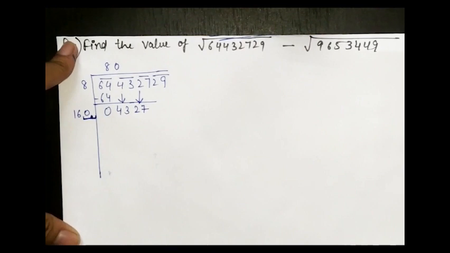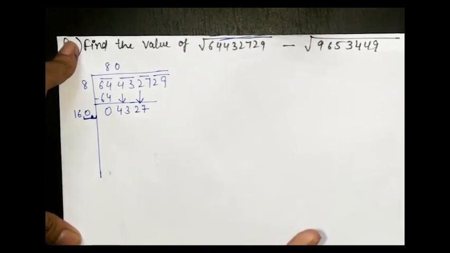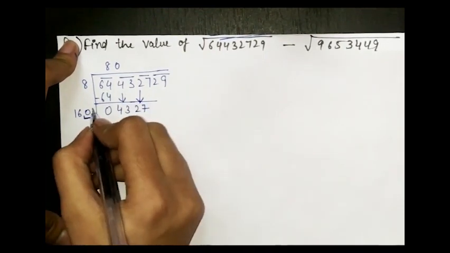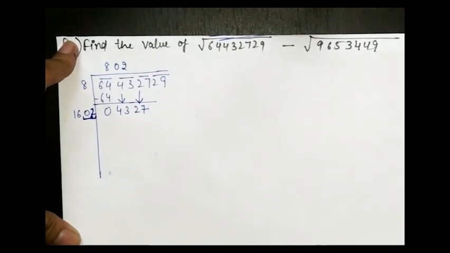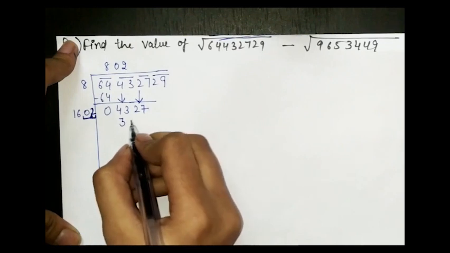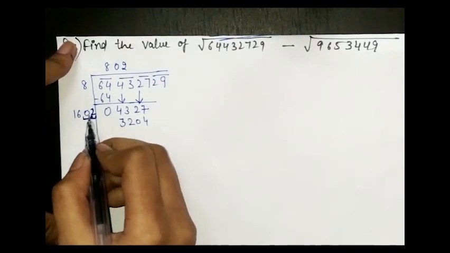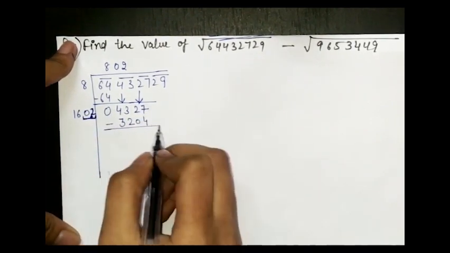I am not showing you how to multiply and so on, I am just doing my part. So this will come in 2's. I will write 2 here because from 4327, 3204 is coming if we multiply 1602 by 2. It is coming smaller than this, that is why we have written this.